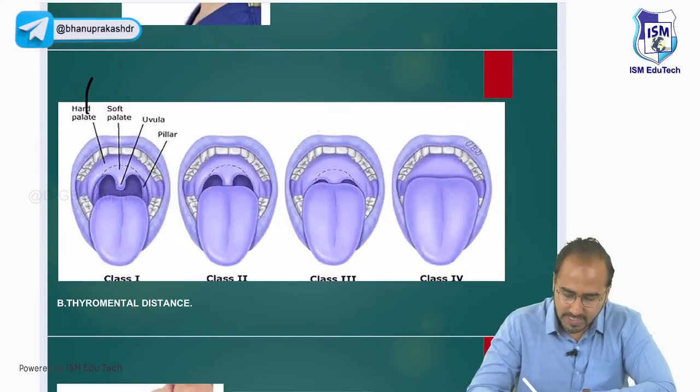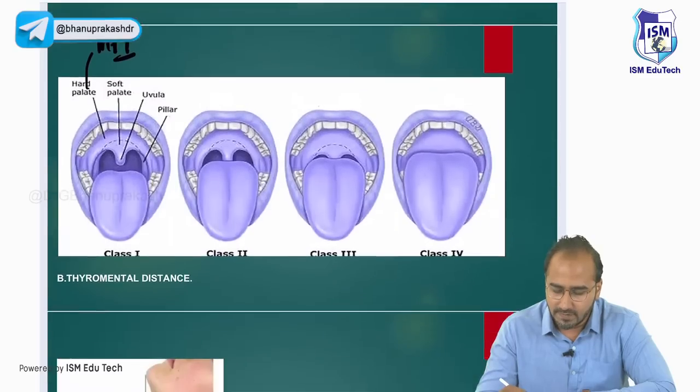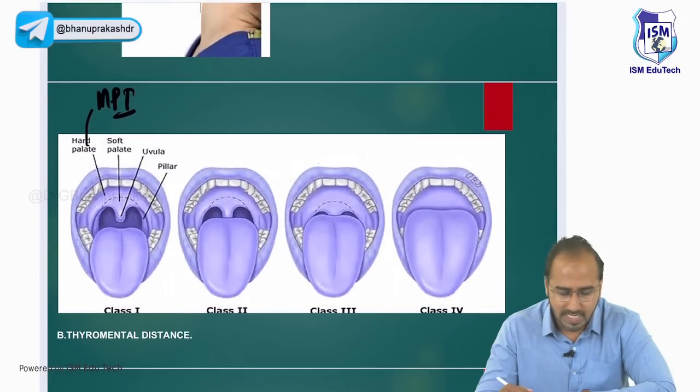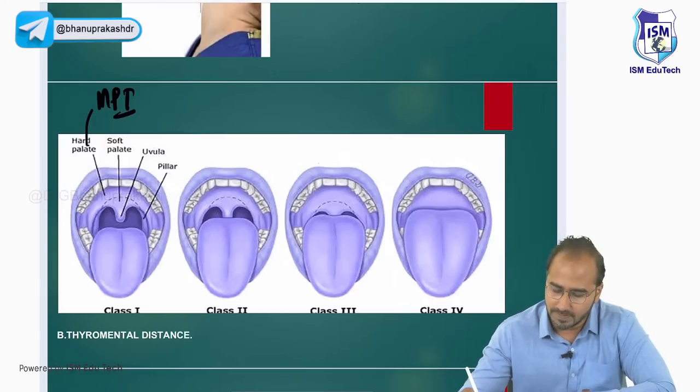There are four classes, guys. The first patient, Mallampati class 1. What is Mallampati class 1? When the patient opens his mouth, you are able to see the hard palate, soft palate, uvula, tip of uvula and tonsillar pillars. That is Mallampati class 1. Then there is Mallampati class 2.